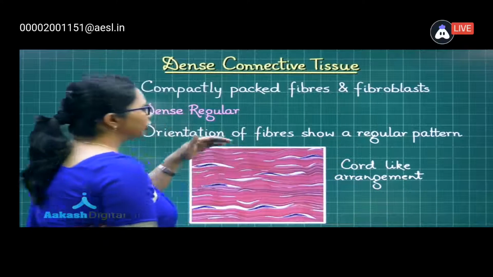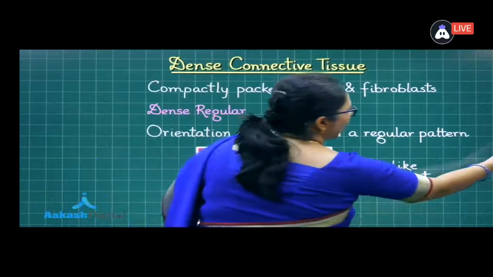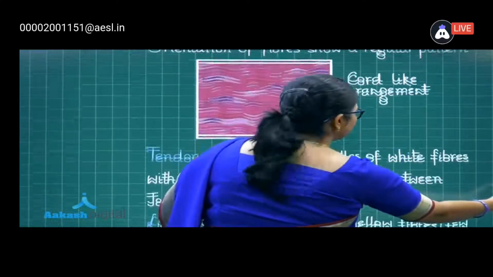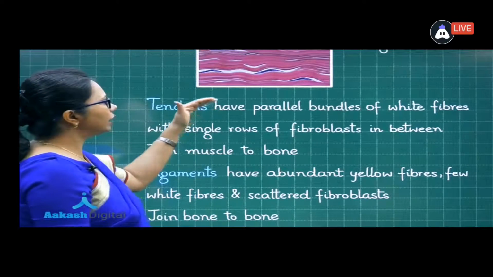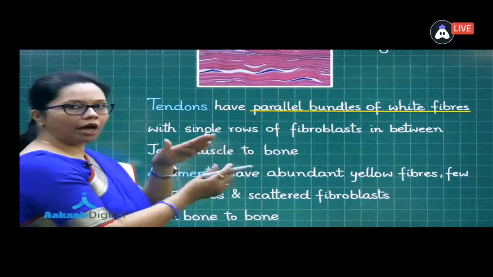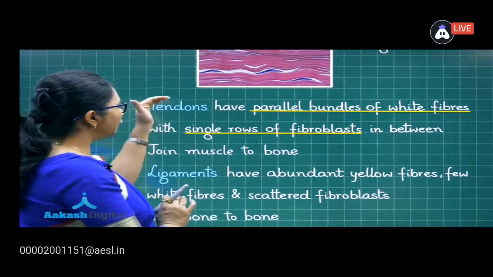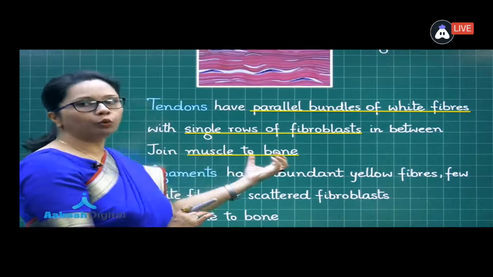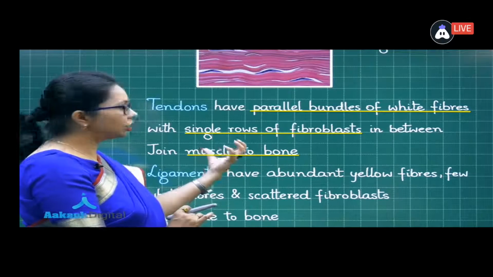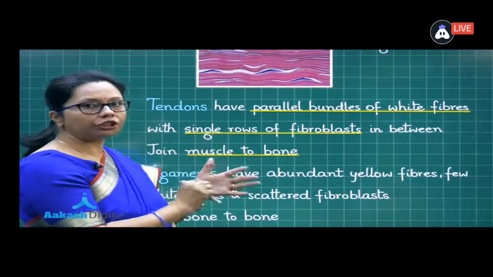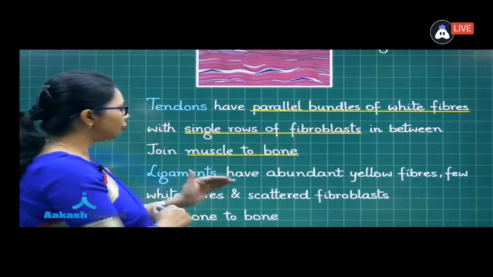Now depending on which fibers are there, that is the white collagen fibers or the yellow elastic fibers, we can further classify this dense regular connective tissue into two types. One is the tendons. The tendons basically have parallel bundles of white fibers, and between two bundles there is a single row of fibroblasts arranged, and these tendons join the muscle to the bone or even the cartilage. But basically the most important thing is that the muscle requires a rigid support against which it will contract, and the muscle is attached to the bone with the help of these tendons.